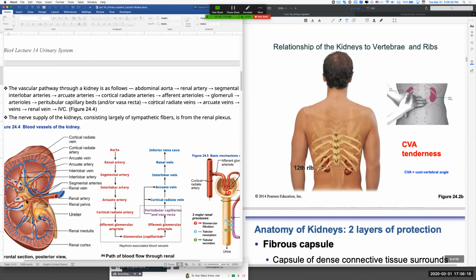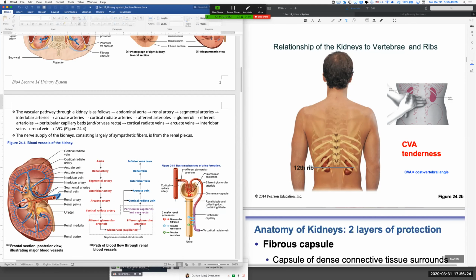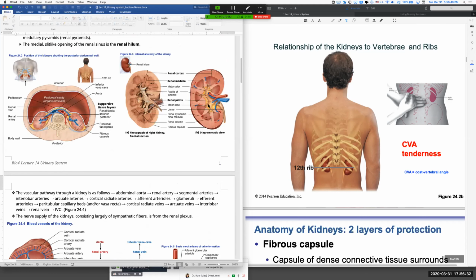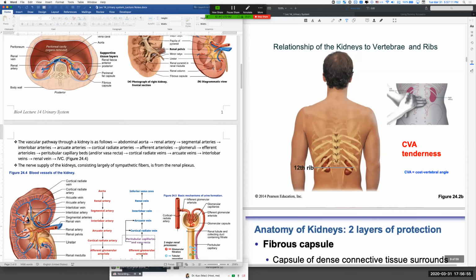Segmental arteries then branch into the interlobar arteries. Interlobar arteries are between the different renal lobes. Okay, so I want to clarify that this is a single renal lobe. This is a single renal lobe. So a single renal lobe includes a single pyramid with its associated cortical region. Okay, so renal lobe, renal lobe, renal lobe. So between the lobes, that's where those interlobar arteries are located.